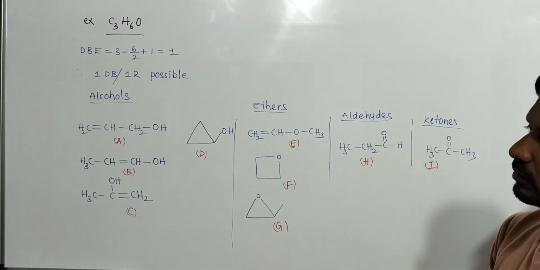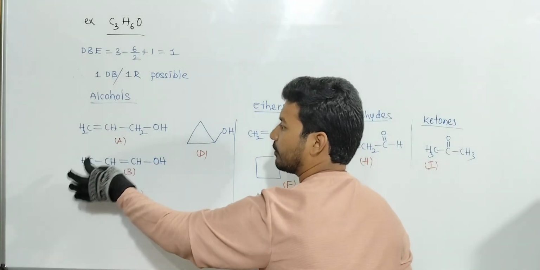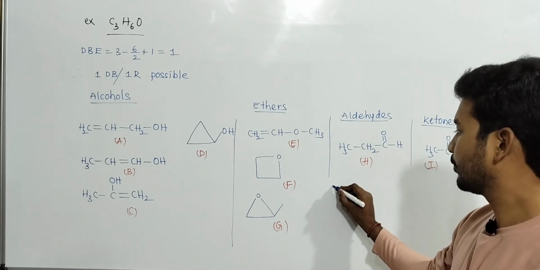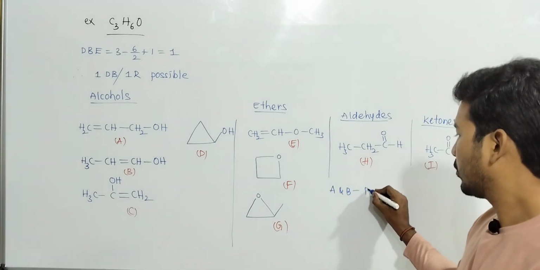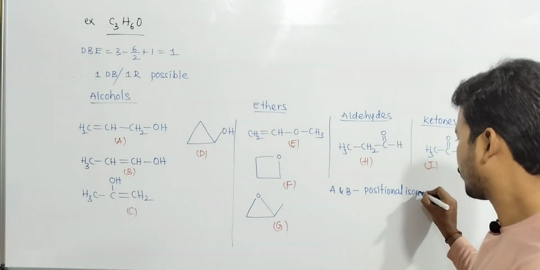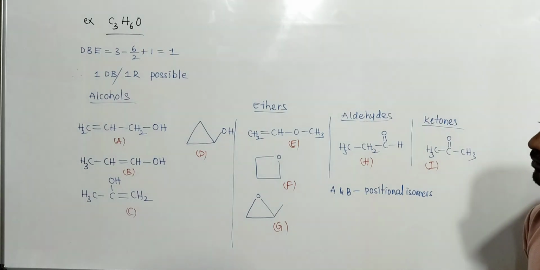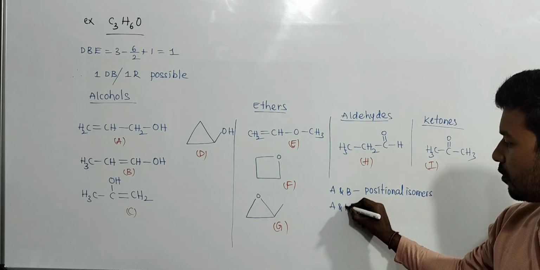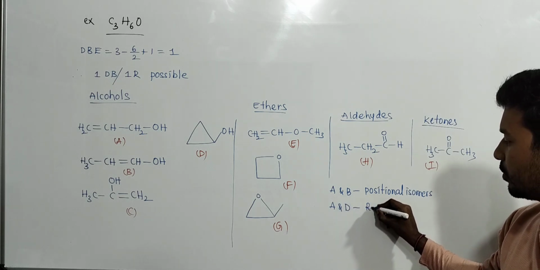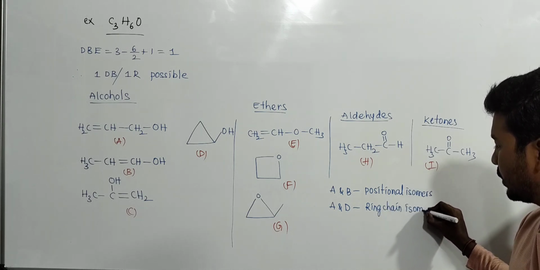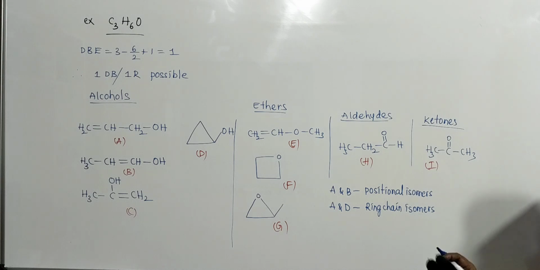A and B are what? Carbon chain same, 1, 2, 3, 1, 2, 3. They are not chain isomers. They are position isomers. A and B are positional isomers. Okay, clear. Next, A and D are ring chain isomers. All possible different kinds of isomers I am writing, not all isomers. Position isomers completed.